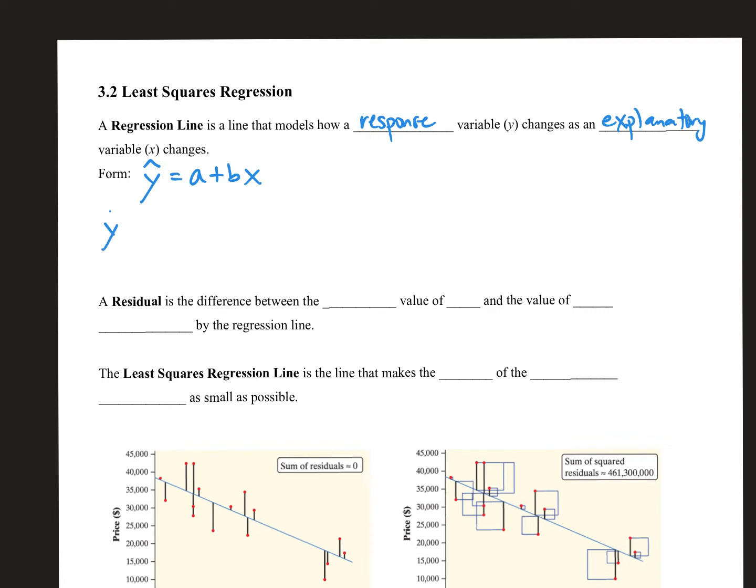So we call it y hat because it's not y. Y is the actual data that's explained by the x, and y hat is the predicted value, because our line isn't going to be exact. It's going to try to help us predict the value. So y hat is the predicted value for a given x.